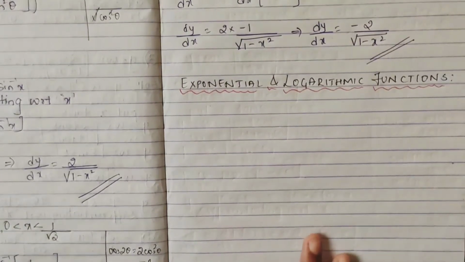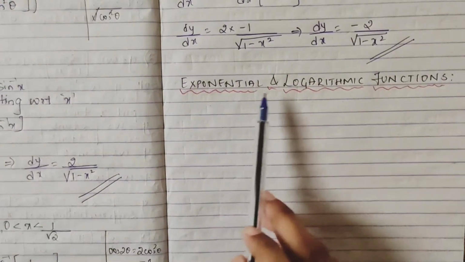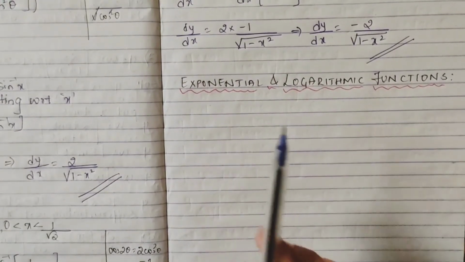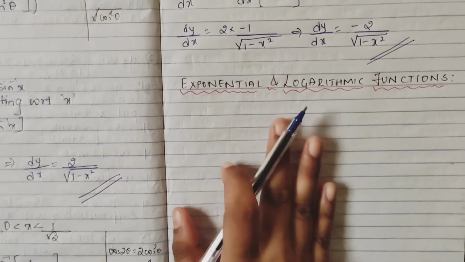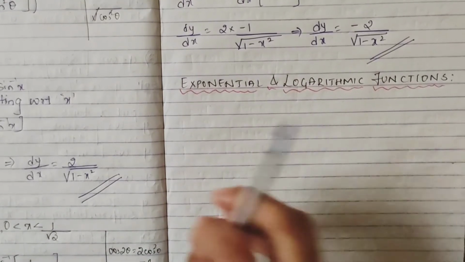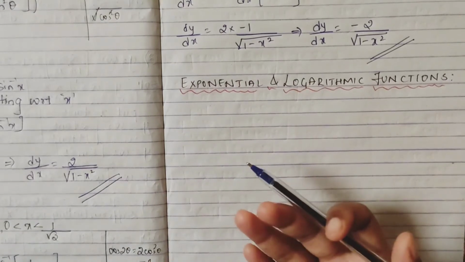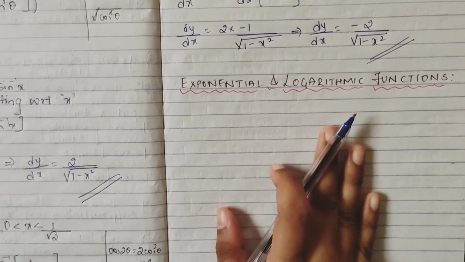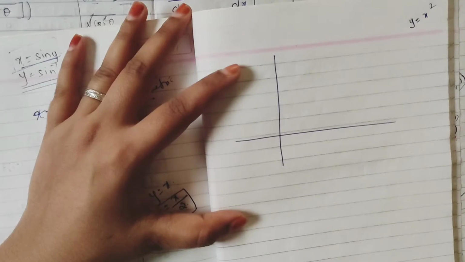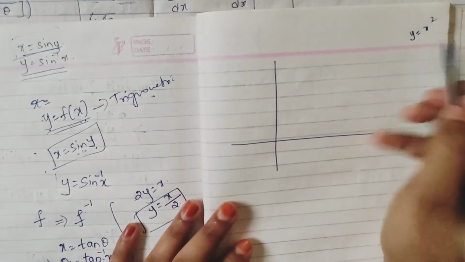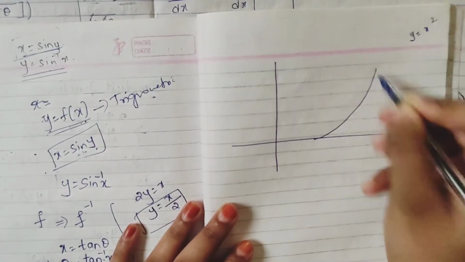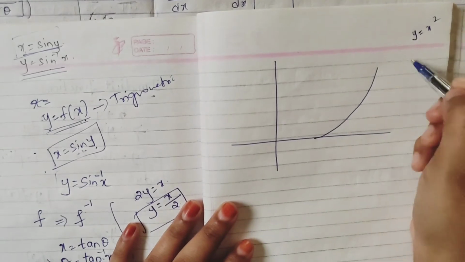Today we will start with our next topic, that is exponential and logarithmic functions. So to solve these problems, let us briefly go into what exponential and logarithmic functions mean and how we have to solve them. Suppose I consider a graph, y is equal to x square. It is a parabola, something like this.